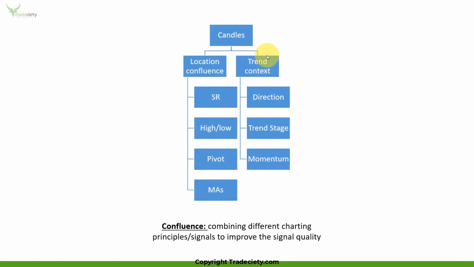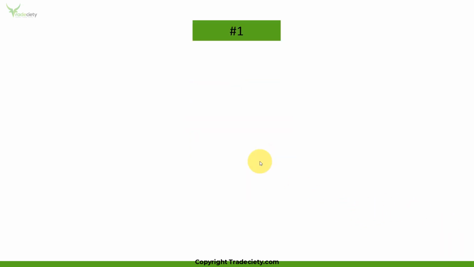And then we can also use candlesticks in trend context. Do they occur in the right trend direction? Do they occur in the right trend stage? Is there also the momentum confirming the trend candles? And that is then how we can use candlesticks, but go way beyond candlesticks and combine them with all of the different tools that we have used and learned so far. So let's get into the first example, and then it will become clear.